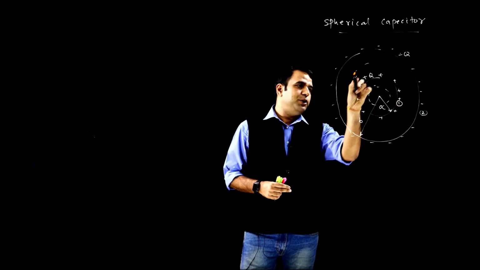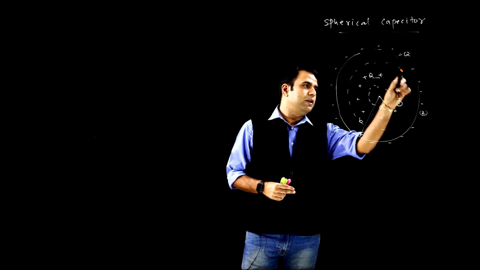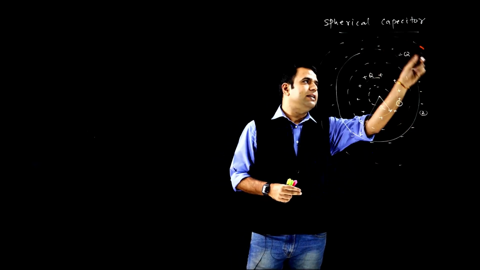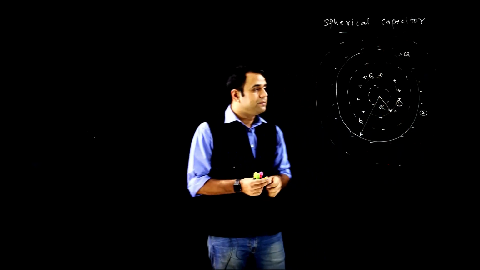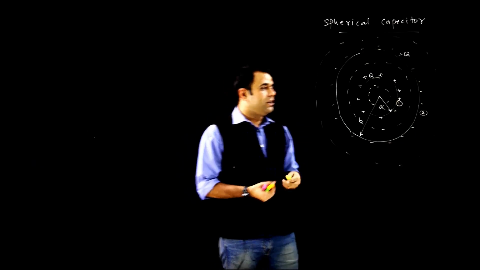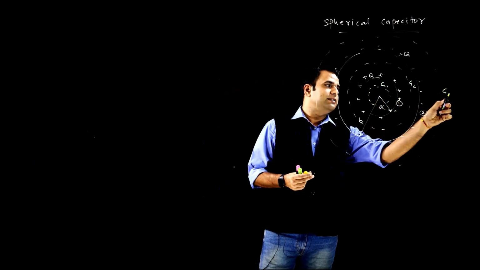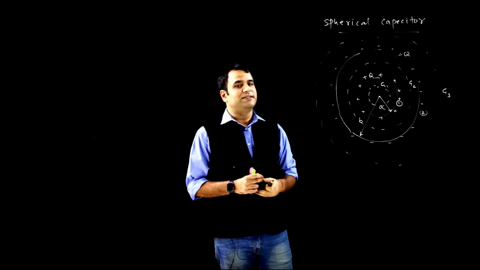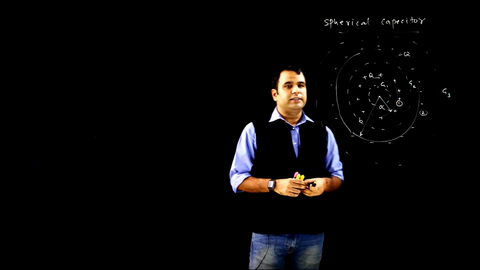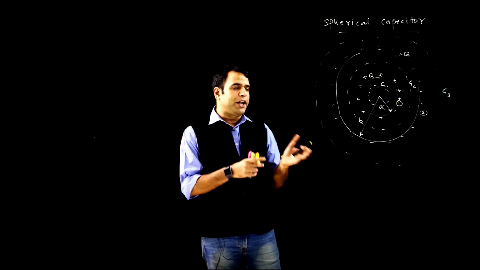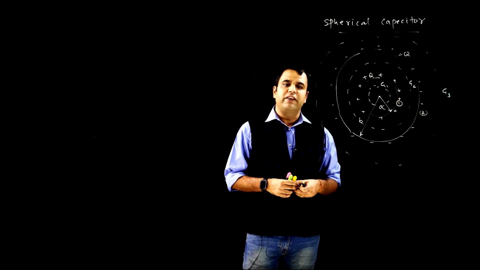I'll be making three Gaussian surfaces. These are the three Gaussian surfaces. This is G1, this is G2 and this is G3. I'm making the Gaussian surfaces to calculate the electric field, because in this case we don't have a ready-made potential formula, so I'll be calculating the electric field first.